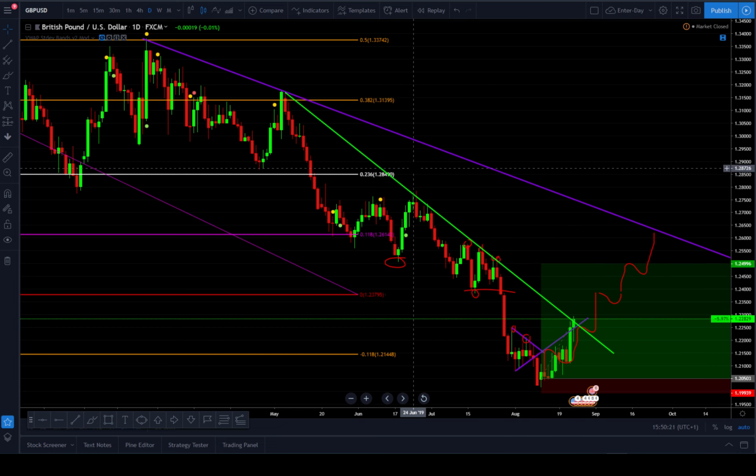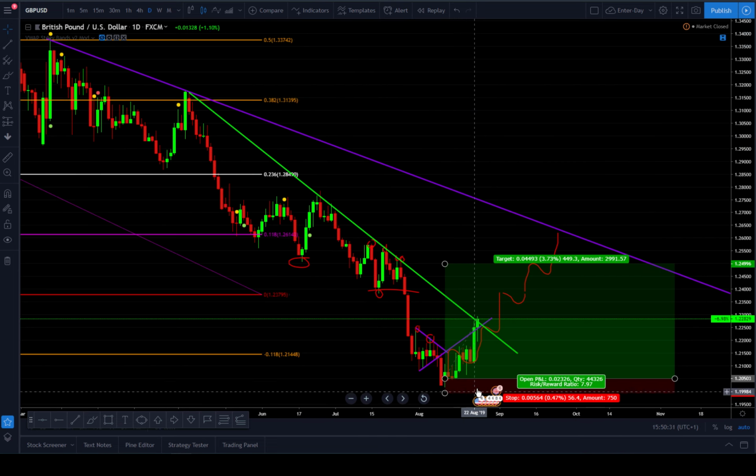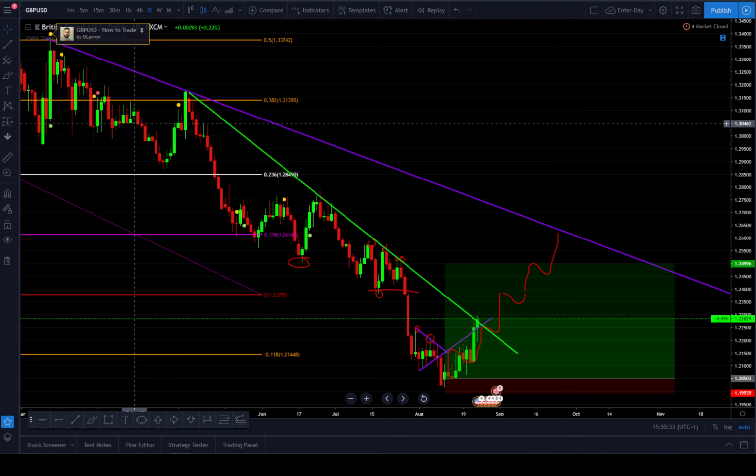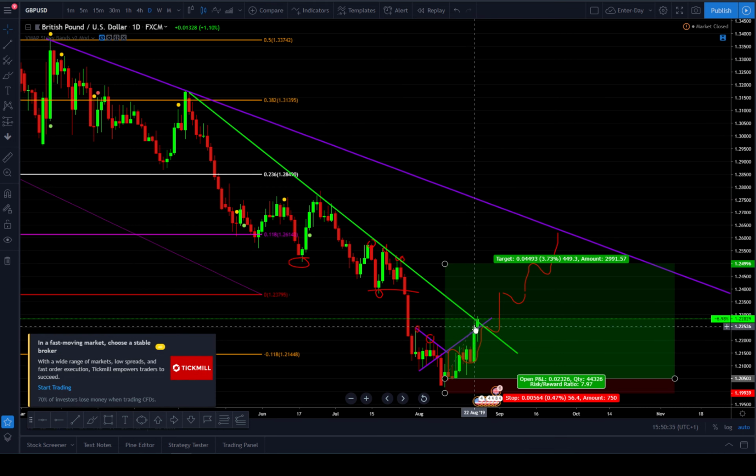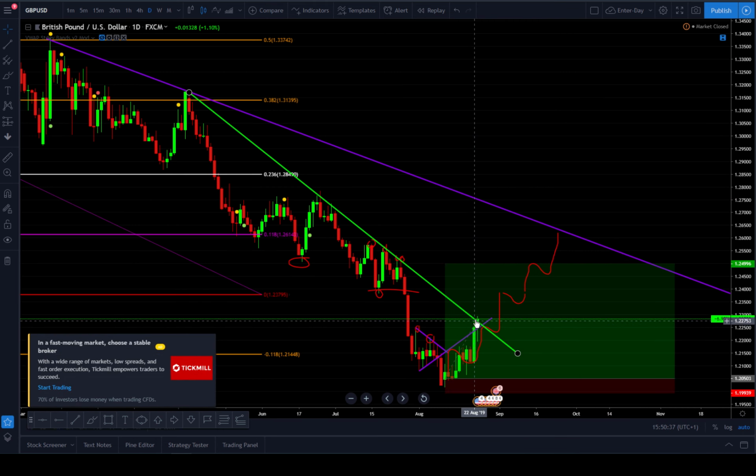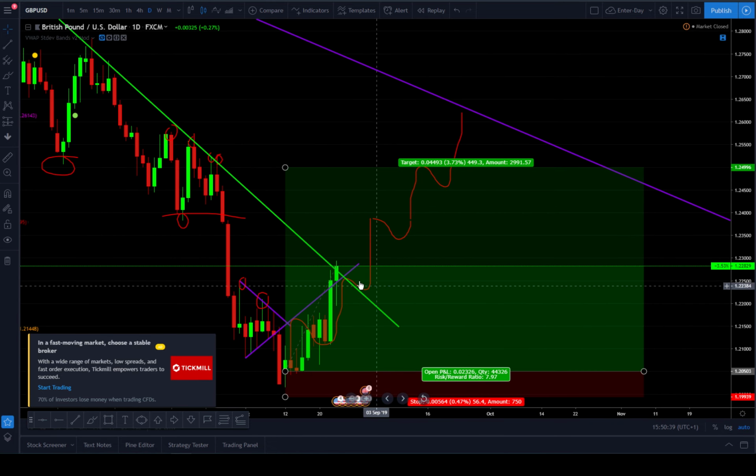I'm going to analyze pound pairs as a whole. I'm going to include the indexes, so let's go. Last time I spoke about pound USD. That's the first pair I'm going to analyze. Pound USD, as you can see, touched the trend line and came back on Friday.